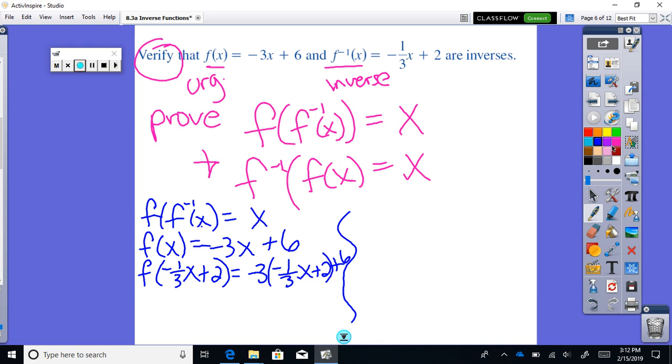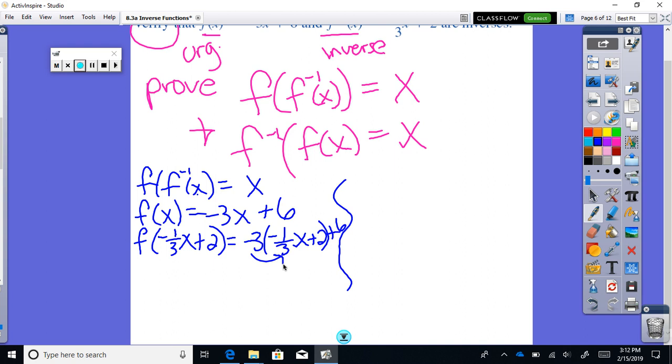I'm going to distribute the negative 3 here. So negative 3 times negative 1/3. Remember, that's negative 3 over 1 times 1 over negative 3. So that's going to be negative 3 over 3, which is just equal to, oh, there's two negatives, so it'll be positive 1. So here I'm just going to get 1x. Then negative 3 times positive 2 is negative 6, and negative 6 plus 6 is 0. So I do get x on this side.